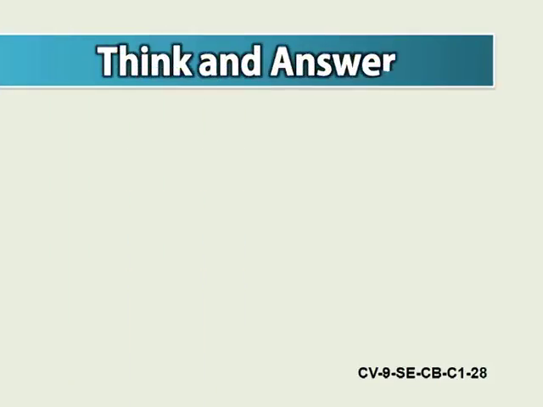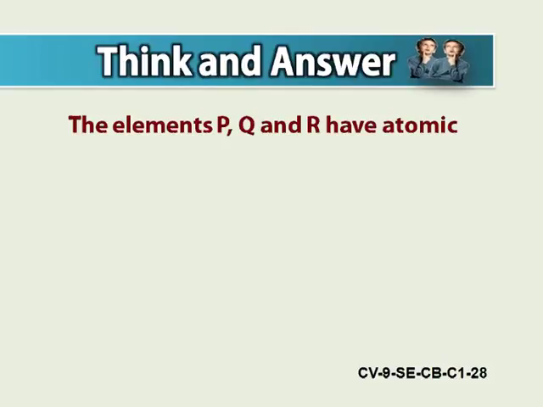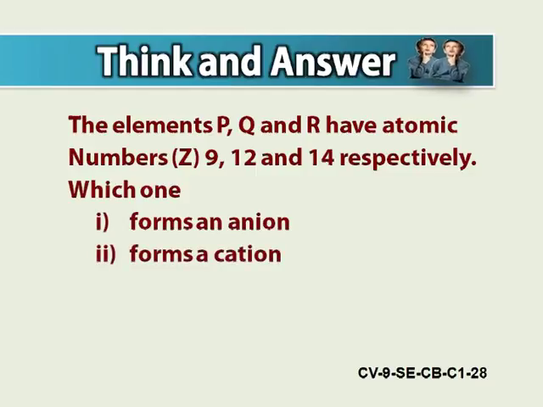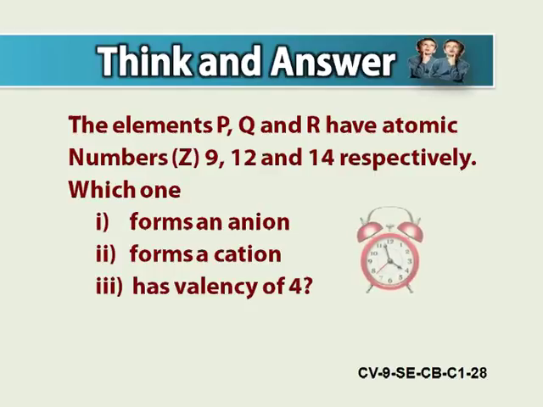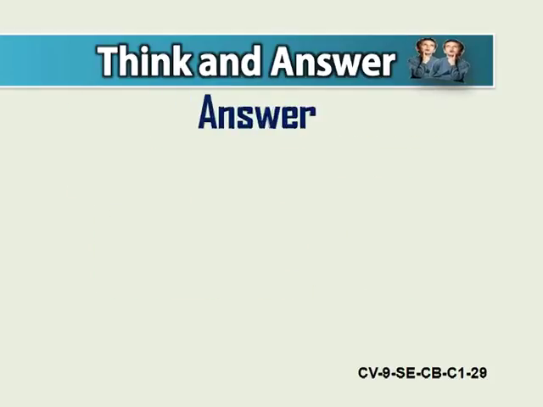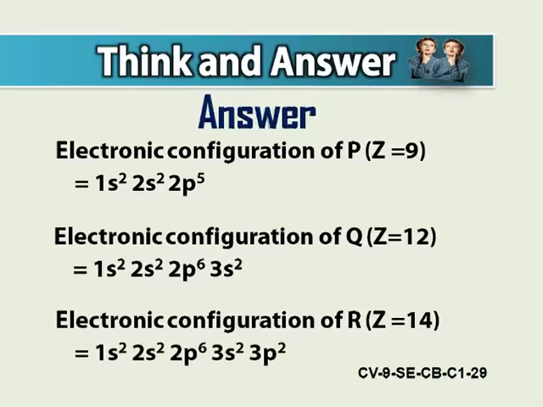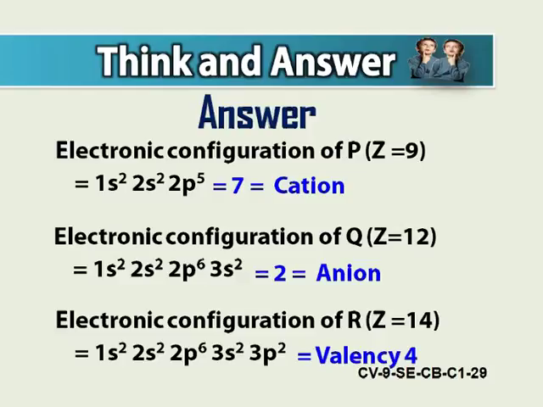Children, here is another question. The elements P, Q and R have atomic numbers 9, 12 and 14 respectively. Which one: 1. forms an anion, 2. forms a cation, 3. has valency of 4? The answer: let us write the electronic configuration of each of them. Observe that valency of P is 1, so it is an electron taker and hence forms an anion. Valency of Q is 2, so it is an electron giver and hence forms a cation. R has valency 4.